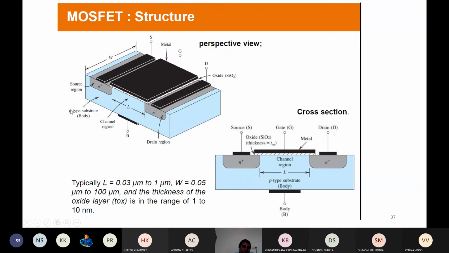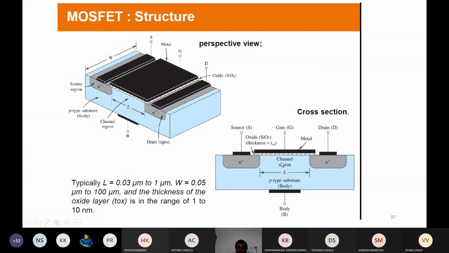So the body is also having some contact. Here it is shown, it is called the body contact. The substrate is having some contact, shown as the body contact. So all this in the 3D picture we are able to see, and some idea about the length: normal transistors have how much length and width, though it is variable, and the oxide thickness. Some tentative typical values are given here.